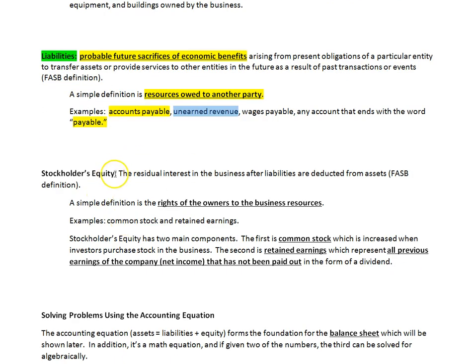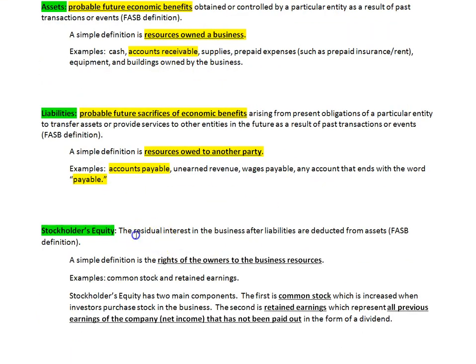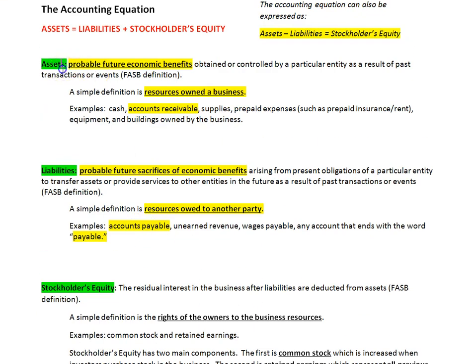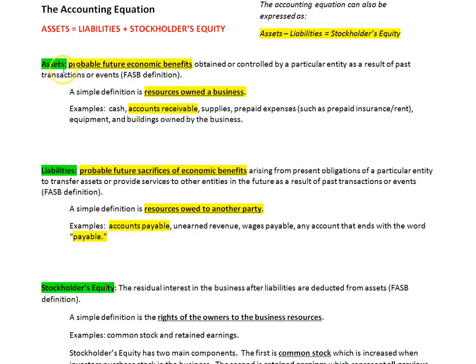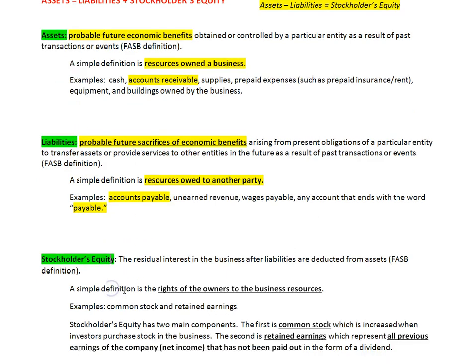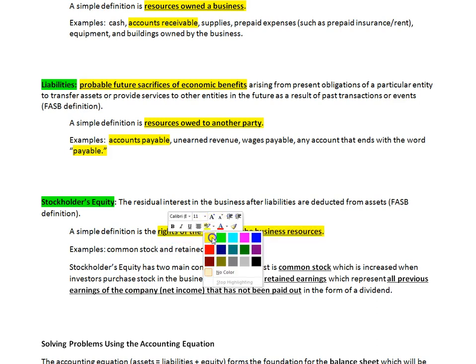Alright, the third type here is stockholders' equity. The FASB basically just says this is what's left over, right? If you take assets minus liabilities like we see here, you have stockholders' equity. So the official definition is basically what's left over after you take assets minus liabilities. Sometimes called net assets, because you would take out the liabilities. Assets minus liabilities equals stockholders' equity. A simple definition here is the rights of owners to the business resources.